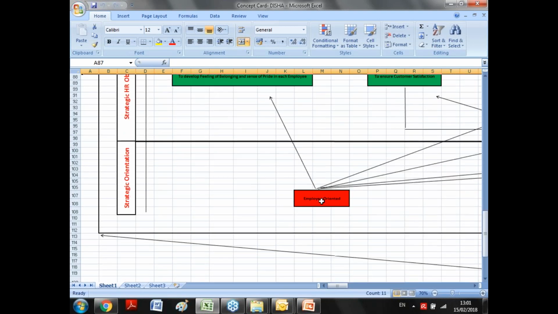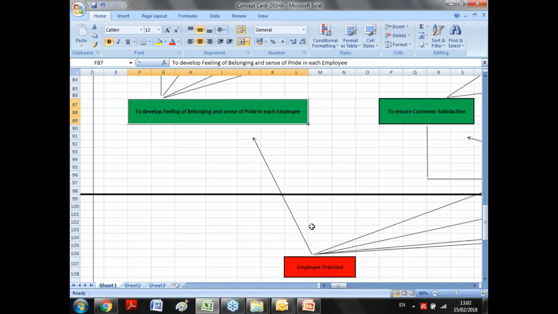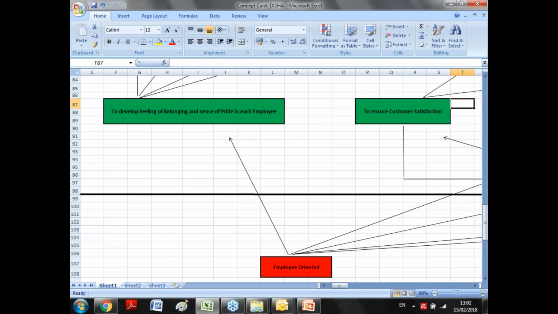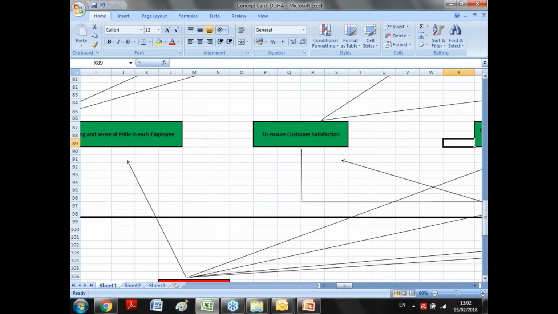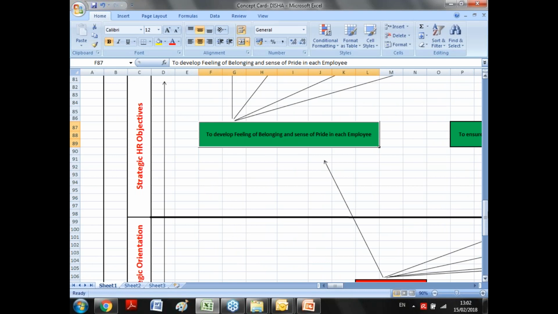Say, for example, a company will be believed to be employee oriented if we are able to inculcate and develop this feeling of belongingness and sense of pride in each employee. If we are able to ensure customer satisfaction, then we will be achieving another orientation of the organization, which is customer oriented. If we are able to optimize allocation and deployment of human resources across all levels as per the needs of the organization, then we can be certain that our department is employee oriented. So in this way, we derived the strategic objectives of the HR department.